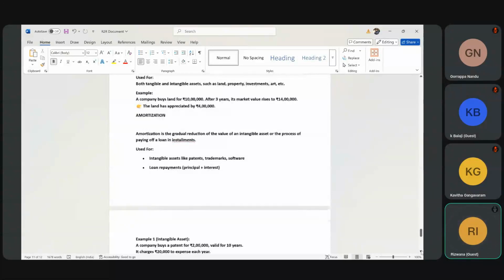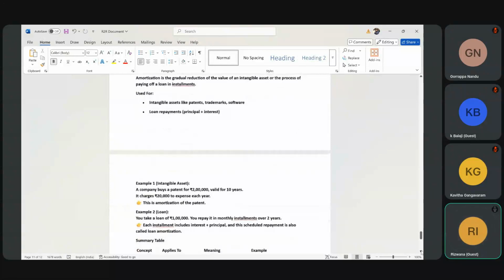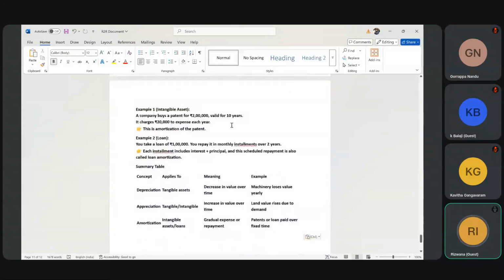Example: in the case of intangible assets, a company buys a patent for 2 lakh which is valid for 10 years, but it charges 20,000 to expense each year. That is nothing but amortization of the patent. In the second scenario, for a loan, when we take a loan of 1 lakh, we repay it over 2 years, but in each installment we pay interest plus principal, and this scheduled repayment is also called loan amortization.